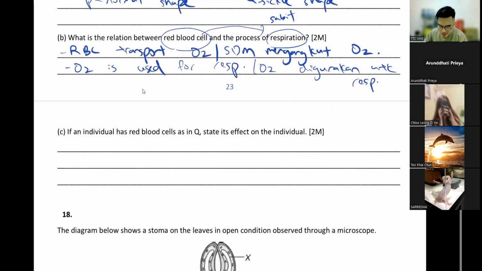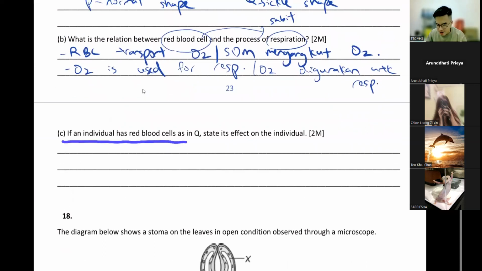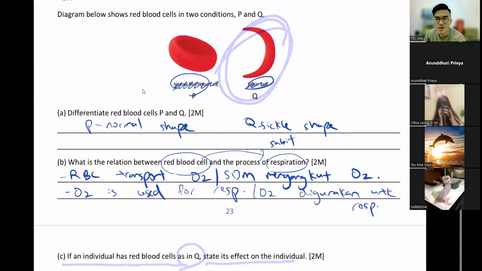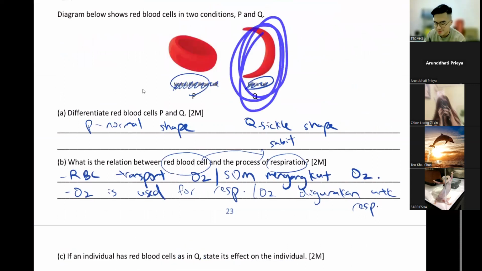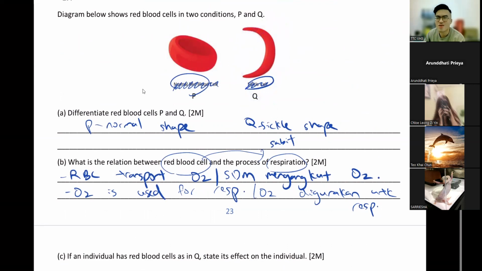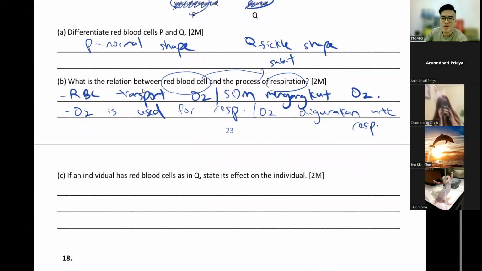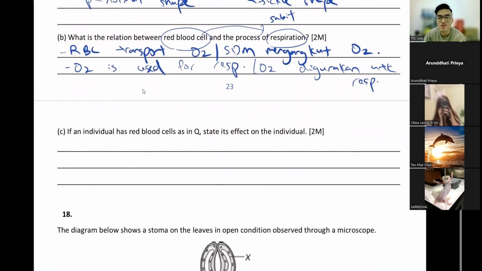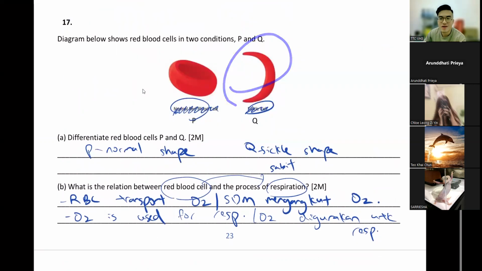Moving on. So C, if an individual has red blood cell as a Q, state the effect. So if you have your red blood cell like this, what's gonna happen? No lah, not asthma. Asthma is the bronchial one, nothing to do with this. Breathing difficulty, yeah. Yeah, I accept. But okay, let's explain first what's gonna happen. What's the job of your red blood cell? No, kurang pertukaran gas, I don't accept because that is for your lungs. I'm talking about blood cell right now.